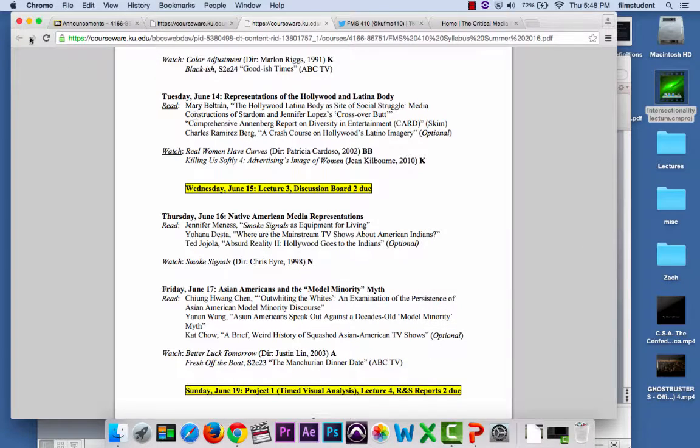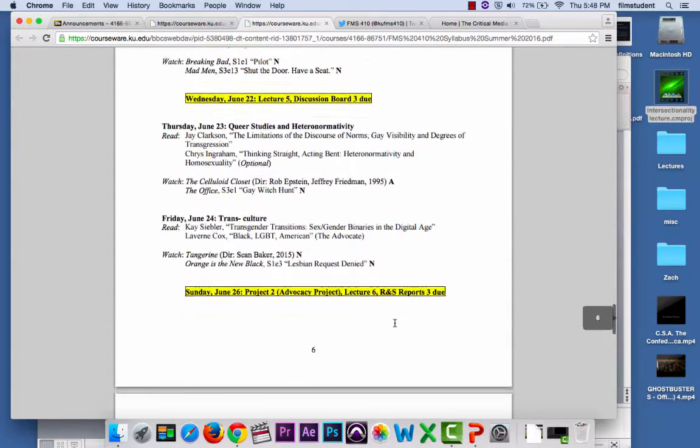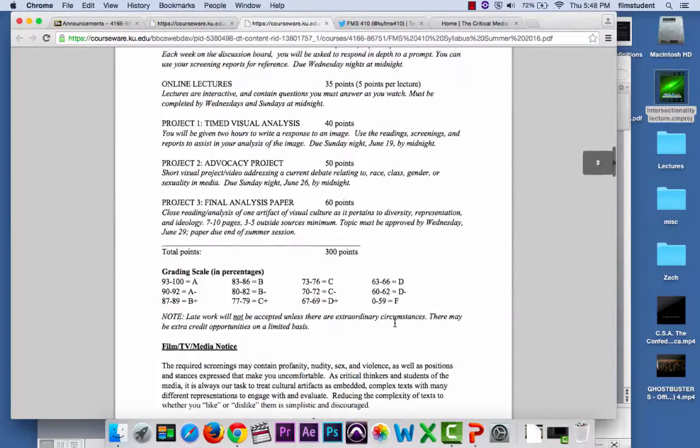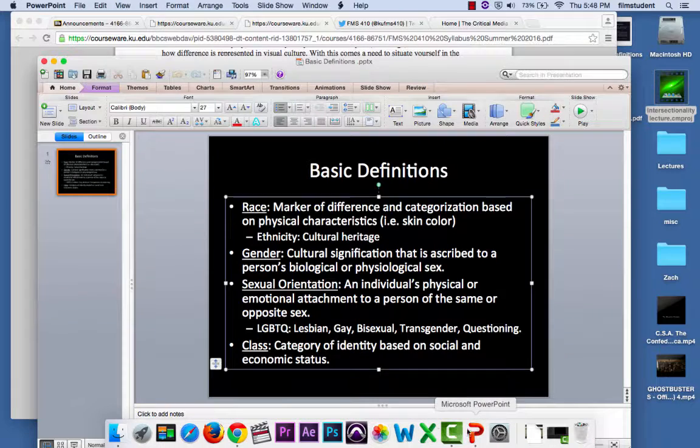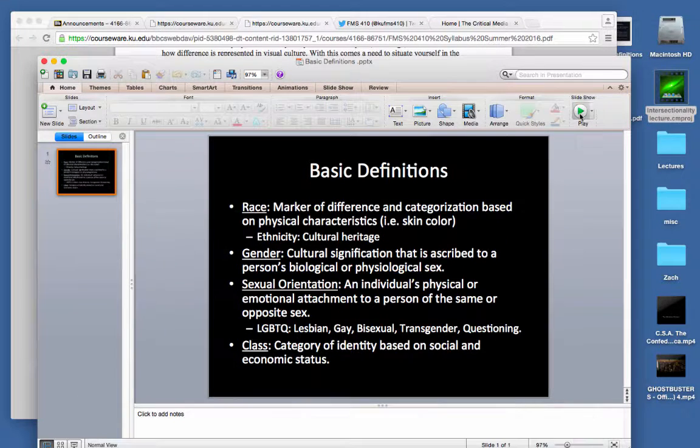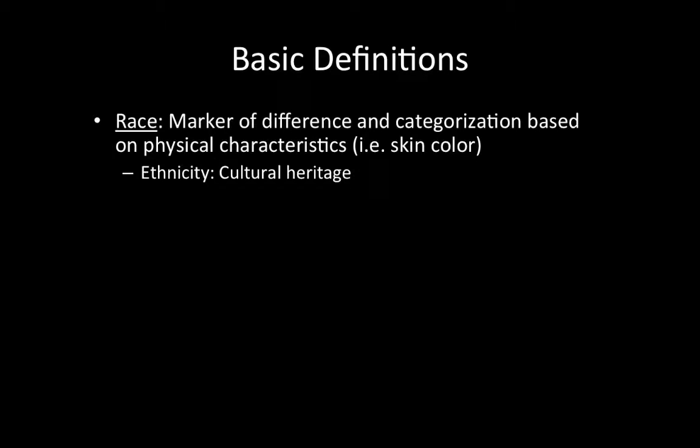Before we finish for today, I'm going to go over some basic definitions that we're going to be working with this semester. Our first definition is race, which is the marker of difference and categorization based on physical characteristics, such as skin color. Race is a little bit different than ethnicity. Ethnicity might include factors such as skin color, but it also includes cultural heritage, political heritage, religious identity.